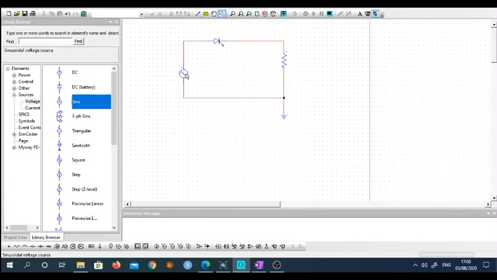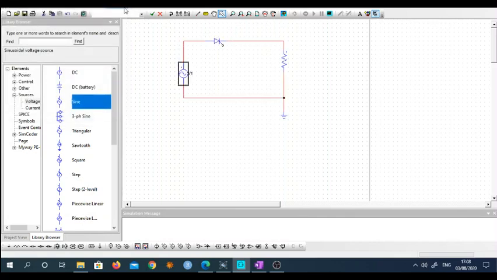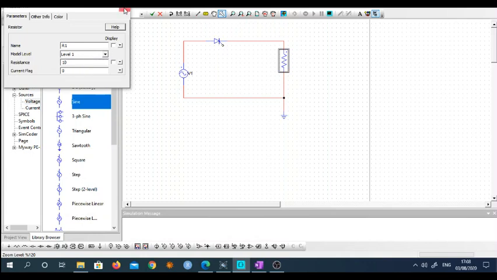Now let me change the values. So here in AC, peak amplitude is 110 volt, and let me change the frequency to, let's say, 50. Okay, if I want to show this input, I will display it here. This is my SCR, this is my resistive load, and its value is 10 ohm.